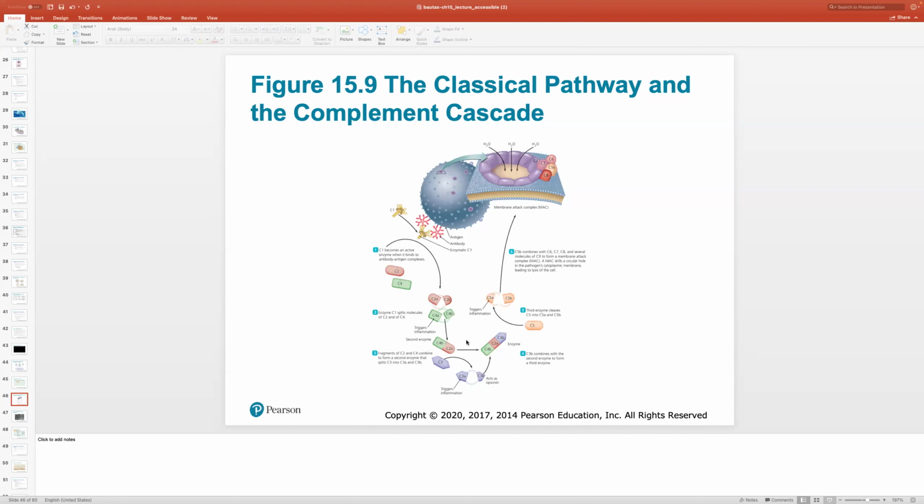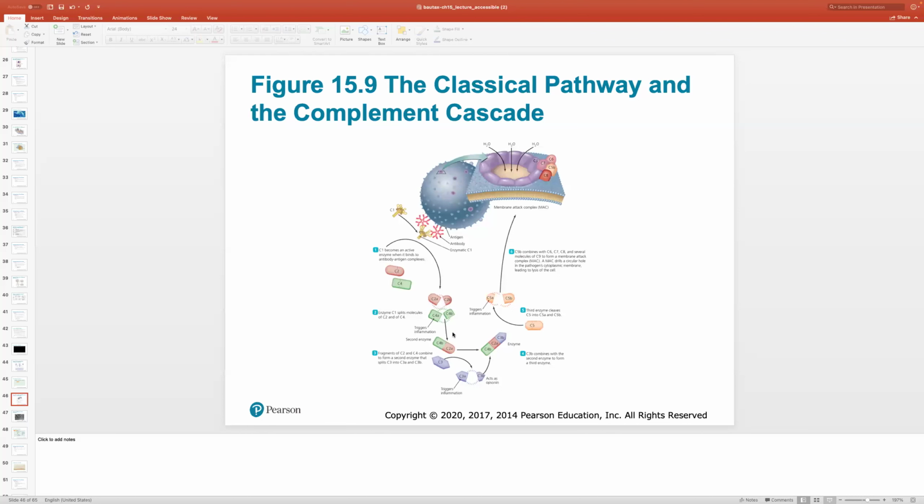It can be activated three ways. This is the classical pathway. Then there's the alternative pathway, and then there's the lectin pathway. You can see here this is a protein, C1 protein. It becomes an active enzyme when it binds to an antibody-antigen complex. Antigen-antibody complexes, that's from the adaptive immune system. And so here you have the antigen, the antibody, and the enzymatic C1.